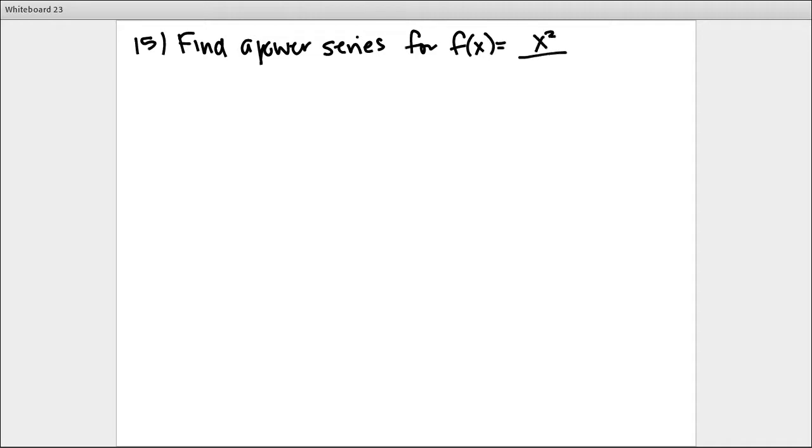And so both review worksheets at the end of your packet are fabulous for reviewing for the test. Number 15 on the end there says find a power series for f of x equals x squared over 1 minus 2x.